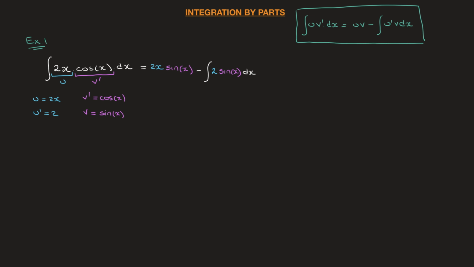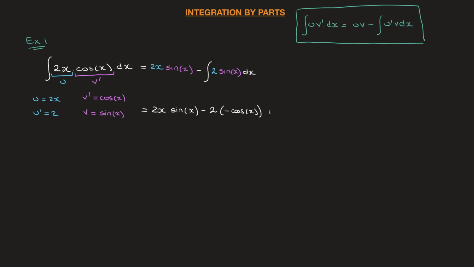So again, to be clear, we started off with the integral of u v dash, and that's equal to u times v minus the integral of u dash times v. And I'm sure you can appreciate that we'll have no trouble whatsoever taking care of the integral we're now faced with on the right-hand side. Indeed, at this stage, we can just go ahead and state that this is equal to 2x times sine of x minus 2 times the integral of sine of x, which is negative cosine of x.